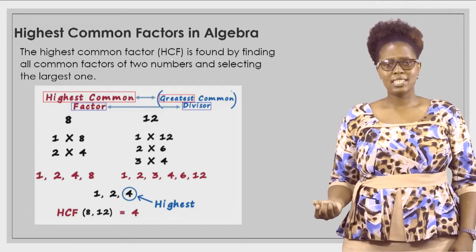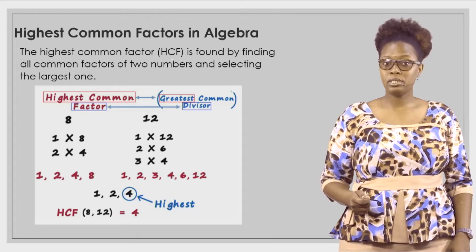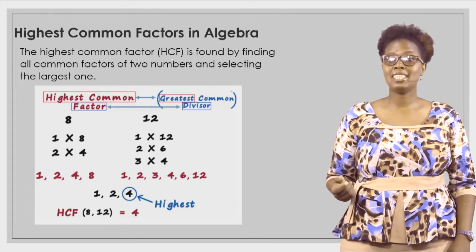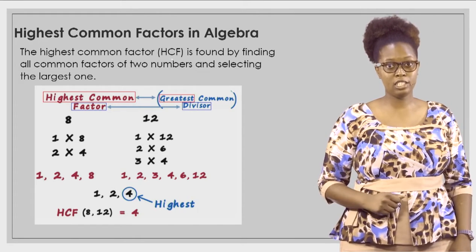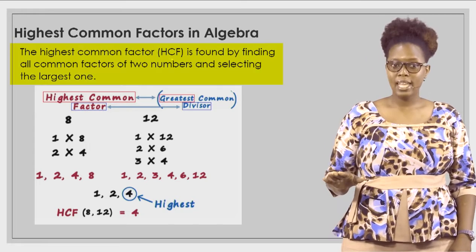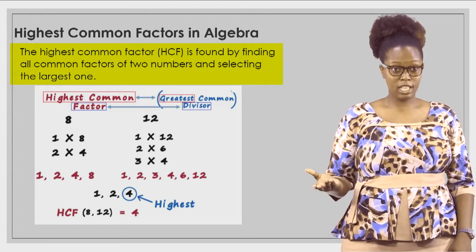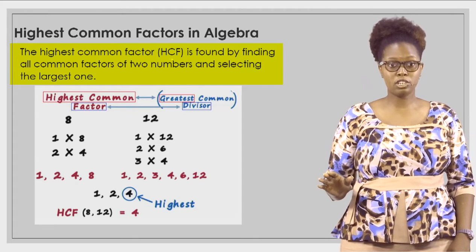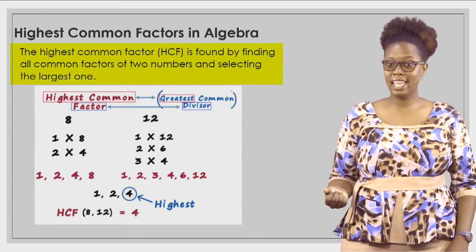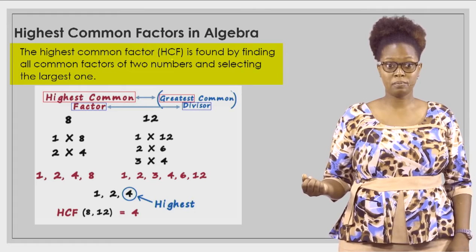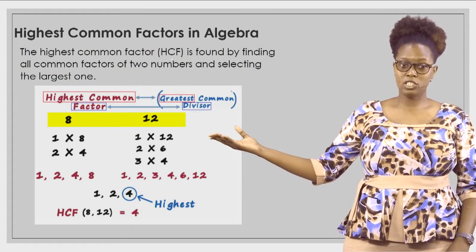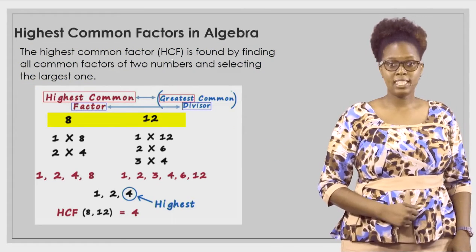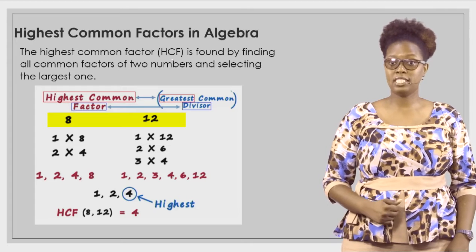So before we actually start factorization, it is important that we know how to find the highest common factors in algebra. So the highest common factor, or HCF, is found by finding all common factors of two numbers and selecting the largest one. So here we have 8 and 12. We want to find the highest common factor of 8 and 12.